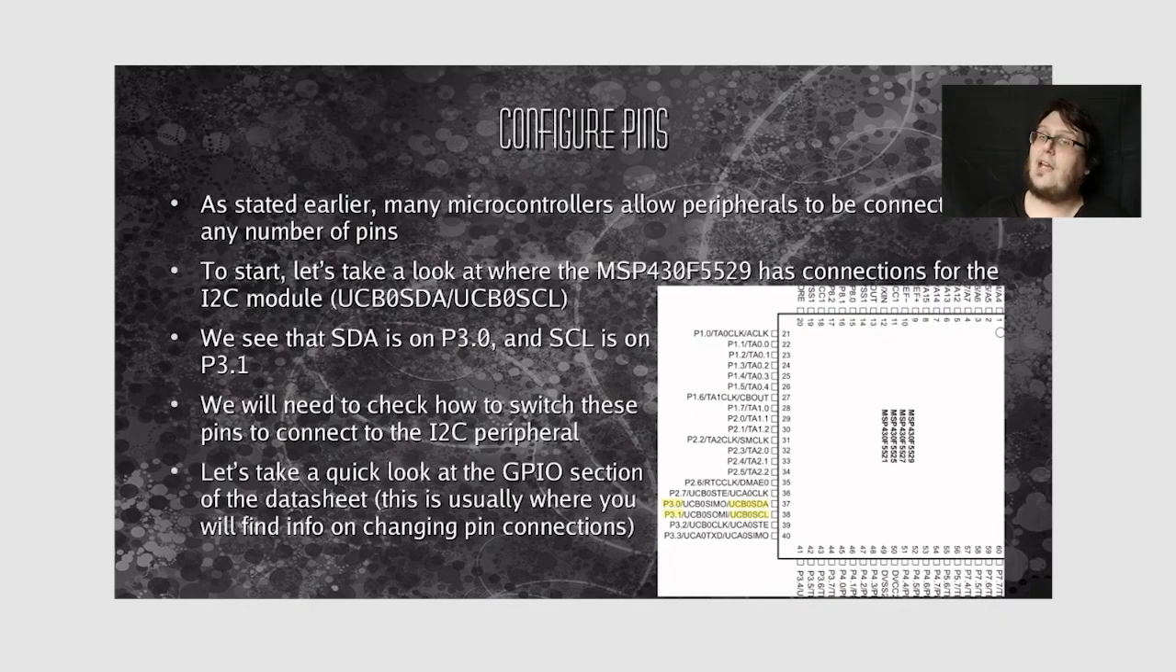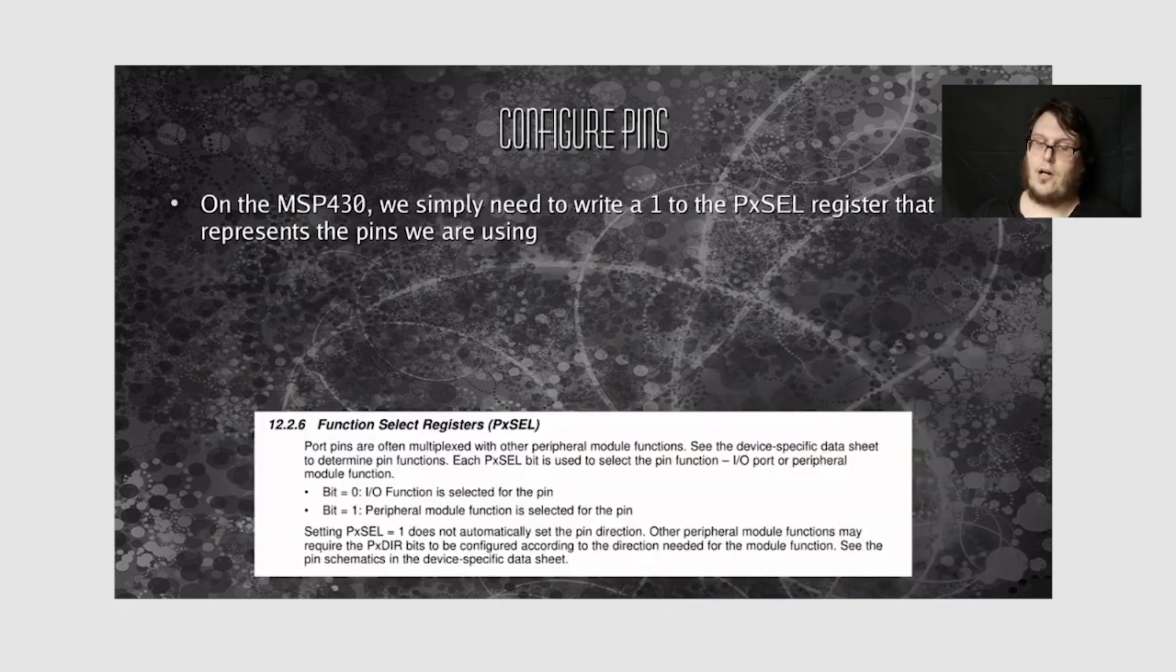So this is actually taken care of in the GPIO section of the datasheet. On the MSP430, every port has a register called SEL. In this case, it's port 3, so it's going to be P3SEL. Each bit in that register represents an actual physical pin. So we're going to have bits 0 and 1 because we want port 3.0 and 3.1 as peripheral functions.